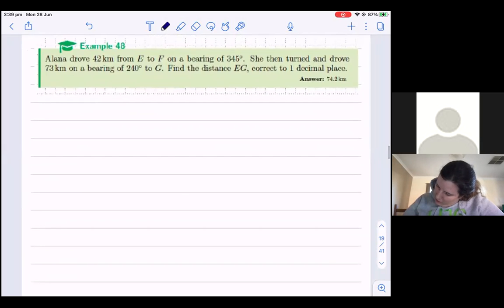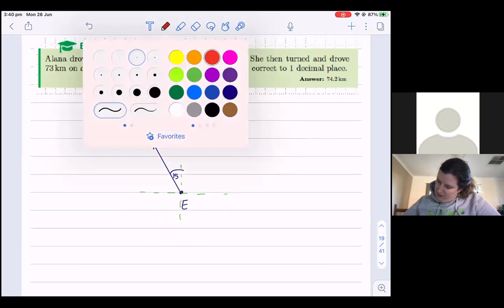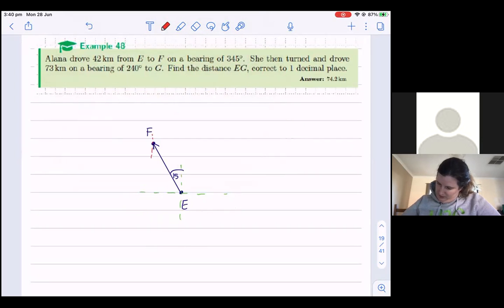Okay. They drove from E, so I'm putting E smack in the middle because I don't know where I'm going to go with this, to F. And they've given us a bearing. It's going to be easiest if we do our rosette. The bearing is 345. So 90, 180, 270. We're going up that way, which means this little gap here must be 15. And that's F. Okay, they then turned and went on another bearing, and that was 42.